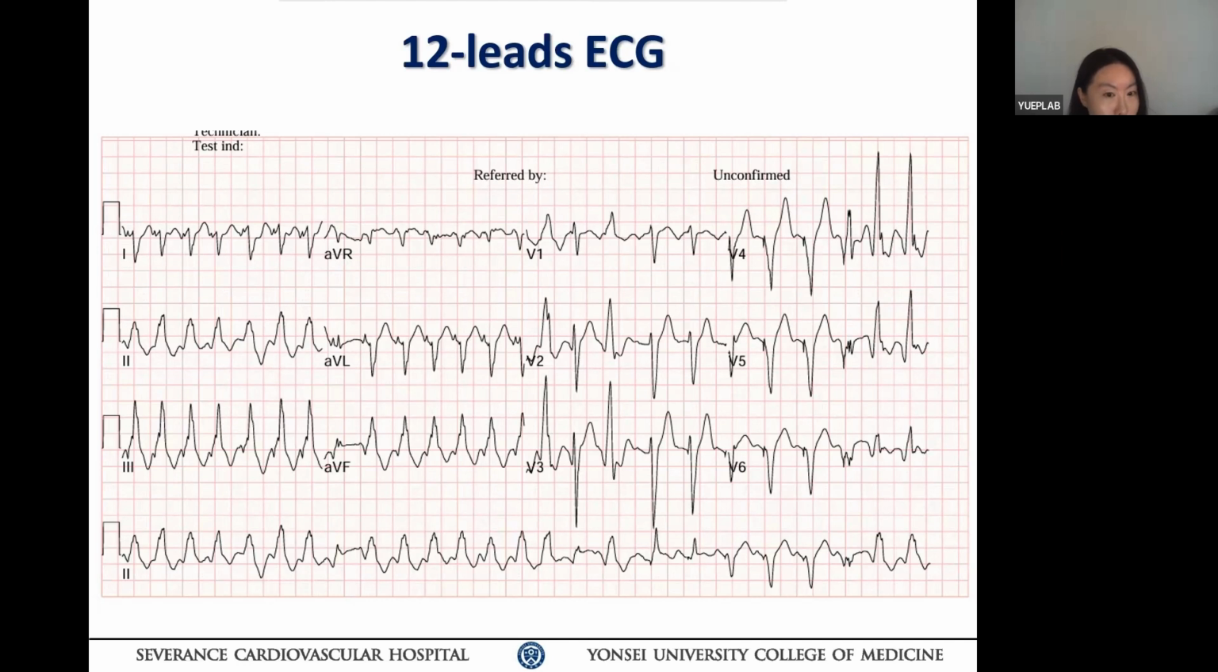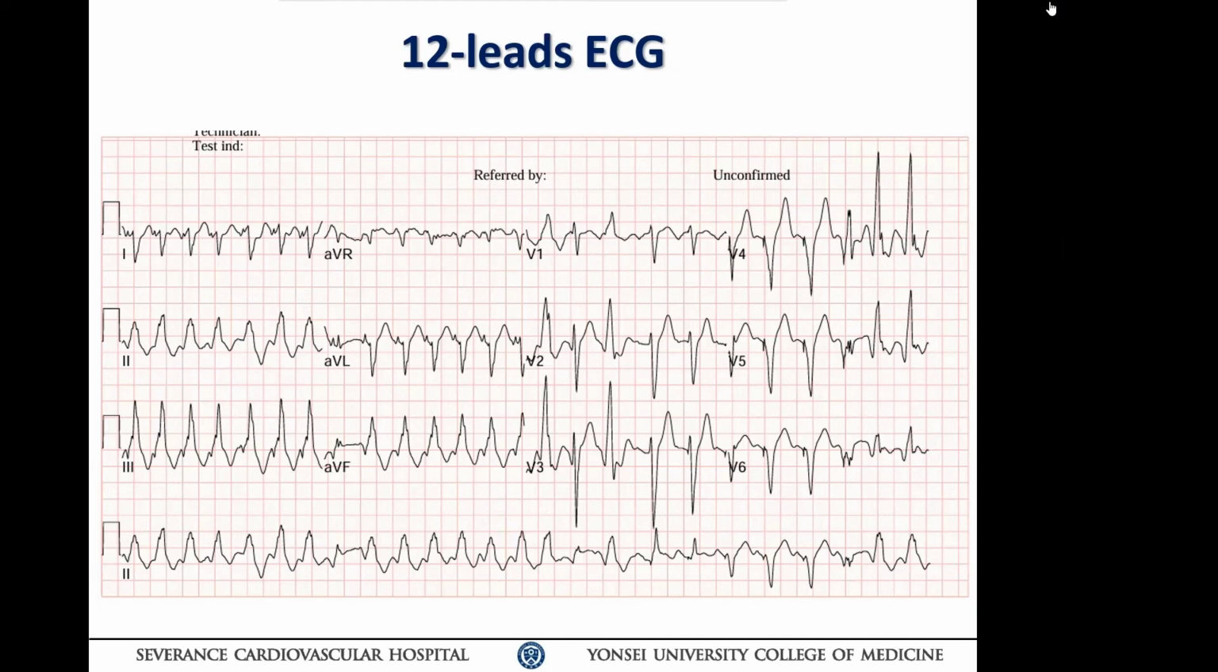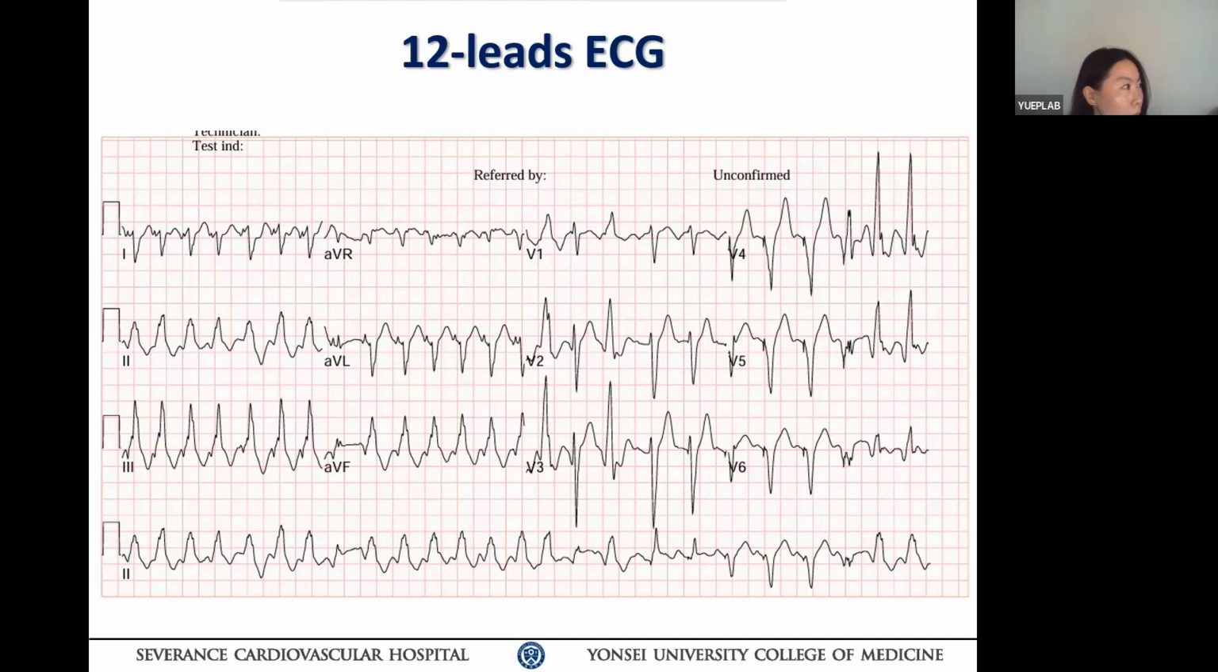It's a lot of fusion beats. Oh, fusion and capture beats. Okay. So this is a 12-lead ECG showing a regular rhythm with multiple QRS morphologies, likely a VT with fusion and capture happening. I can see a capture beat in V2, the fourth beat, and so likely a VT.